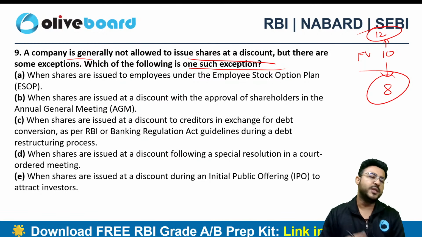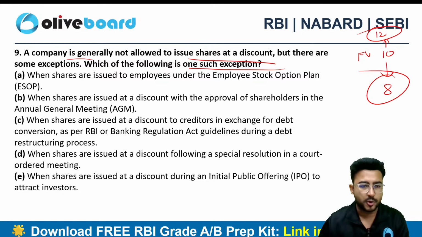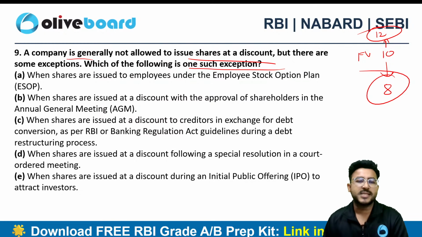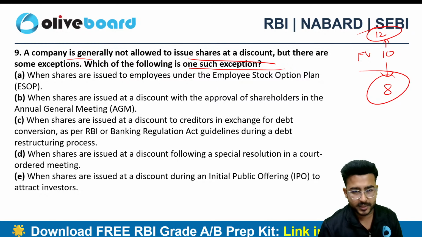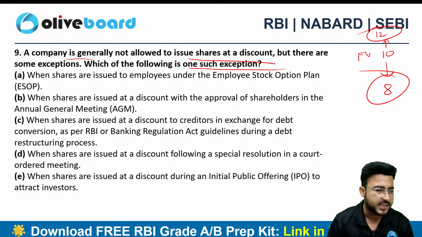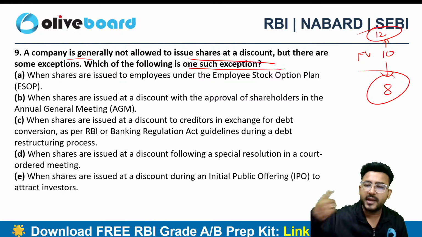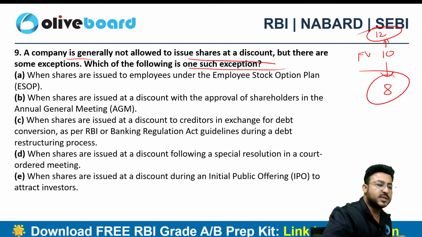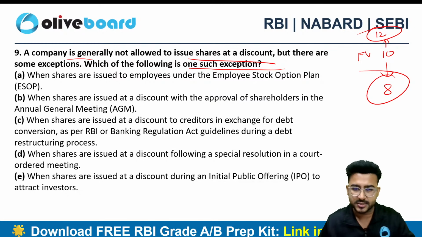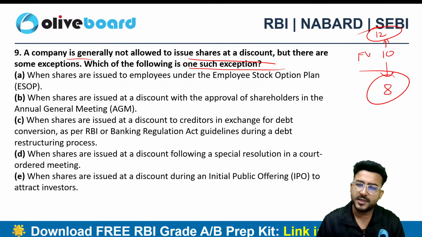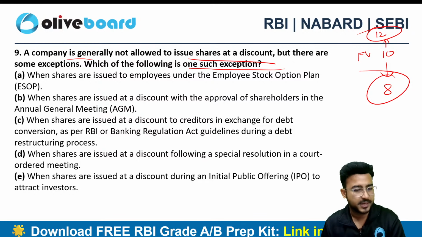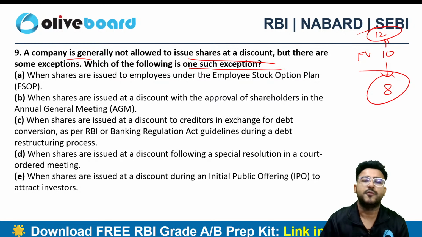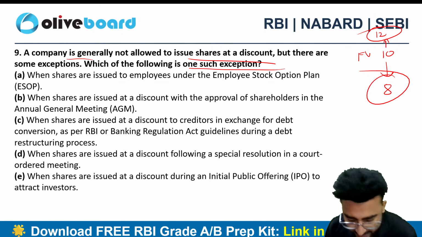Option number A. When shares are issued to employees under the employee stock option plan. Option number B. When shares are issued at a discount with approval of shareholders in the annual general meeting. Option C. When shares are issued at a discount to creditors in exchange of the debt conversion. Now I am not paying my creditors, rather I am giving my shares to them in full and final settlement. As per the Reserve Bank of India or Banking Regulation Act guidelines during the debt restructuring process. Option D. When shares are issued at a discount following a special resolution in a court ordered meeting. Option E. When shares are issued at a discount during initial public offer to attract the investors.